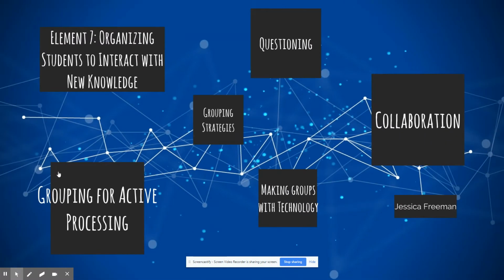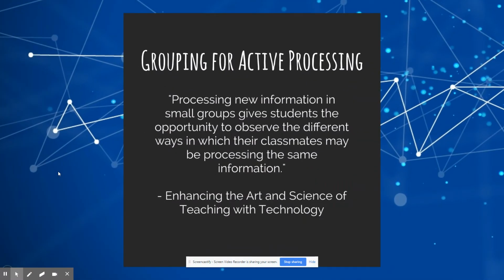I am presenting part of Element 7, Organizing Students to Interact with New Knowledge. So the first part of this is grouping for active processing.